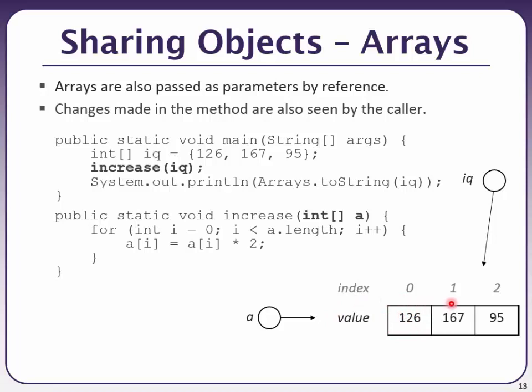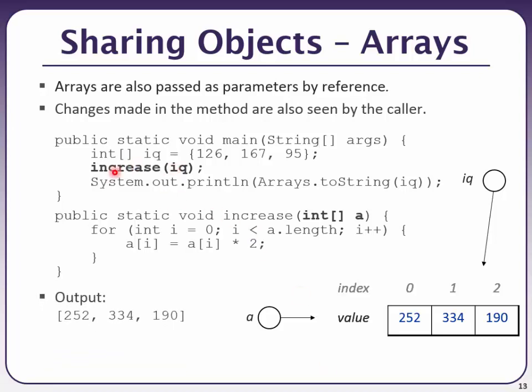Okay, so I iterate over this array and I replace each value by its double. And this is what's going to happen. And of course, even though I modify this array using the parameter a, because the parameter a contains the same reference value as the local variable IQ here, we refer to the same object, so it's the same thing that is being modified. So it's really important that you understand the difference between passing things by value and passing things by reference. Okay, that's the first very important thing.